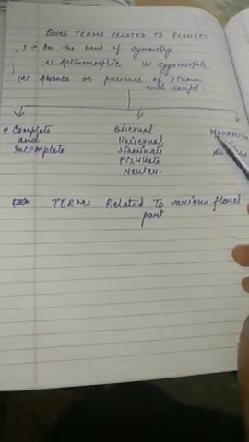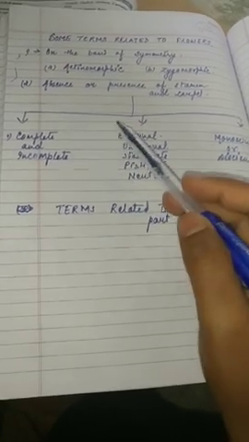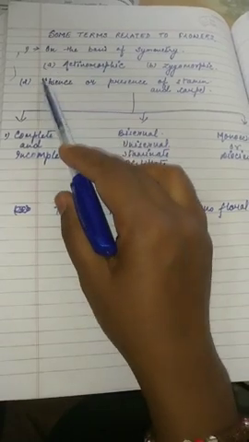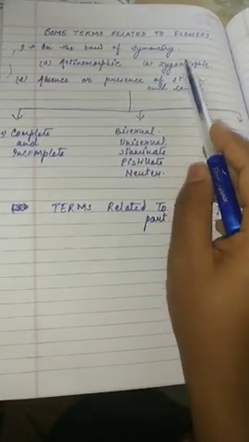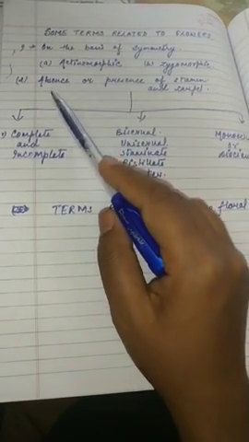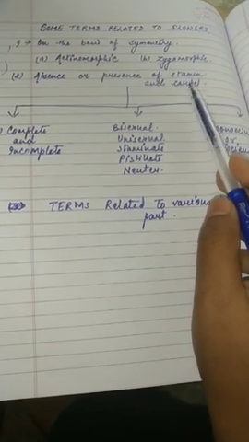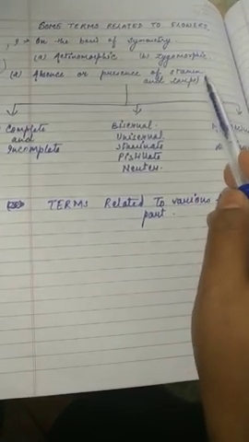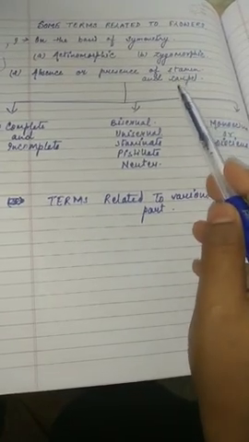First I have to show you the terms which are used, and after that I am going to explain the different types of terms from the books. So first, on the basis of symmetry, it is of two types, actinomorphic and zygomorphic. And second, on the absence or presence of stamen and carpel. As we know, stamen is the male reproductive organ and carpel is the female reproductive organ. So on the basis of stamen and carpel, it has been divided into the following types.